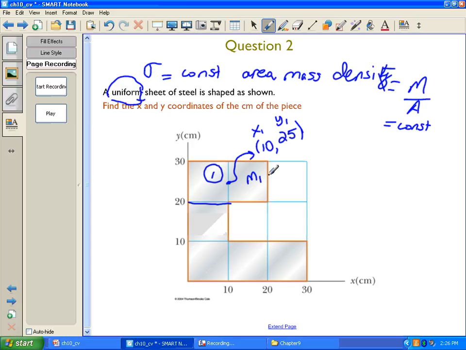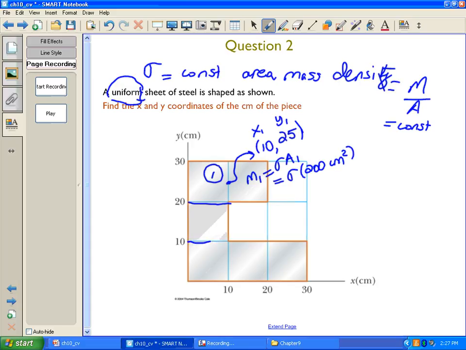However, because we know that the area density is constant and it is the same for all pieces, for the time being we can set m1. Notice here m divided by a equals sigma, so we can set m equals sigma times a1. Okay, well what is a1? That's no problem. Look, we have 20 centimeters in length, 10 centimeters in height. That gives us 200 centimeters squared for A1.